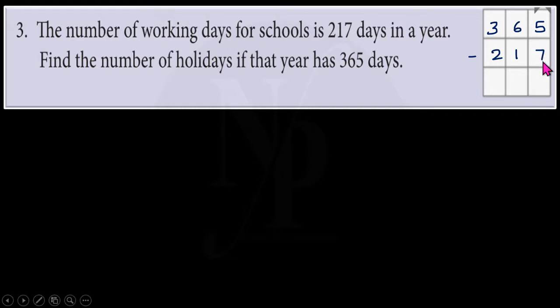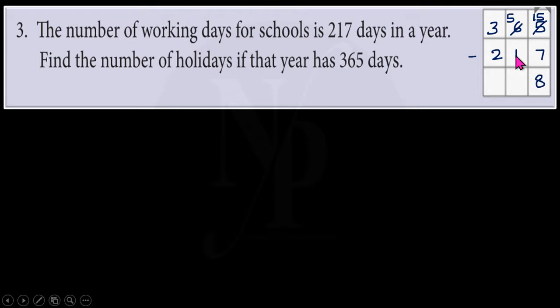Starting from ones column, subtracting 7 ones from 5 ones is not possible, so we regroup. Coming to tens column, we have 6 tens here. We make this 6 tens as 5 tens plus 1 ten, and 1 ten is borrowed to the ones column here, and we know that 1 ten is equal to 10 ones. So 10 ones and 5 ones together becomes 15 ones, and subtracting 7 ones from 15 ones we get 8 ones.